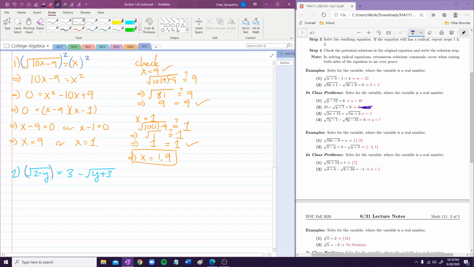So what are we going to do? We're going to square both sides. Right, and when I do that, I get 2 minus y. All right, and over here, this is a perfect square trinomial. And this is also why we want to isolate the radical.